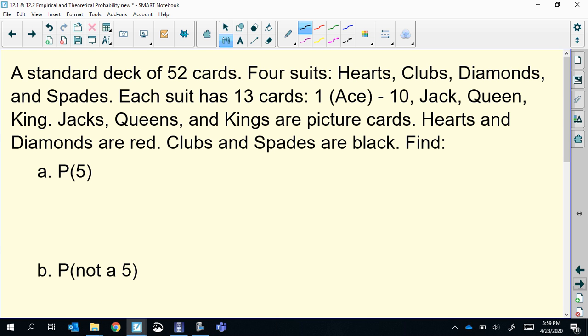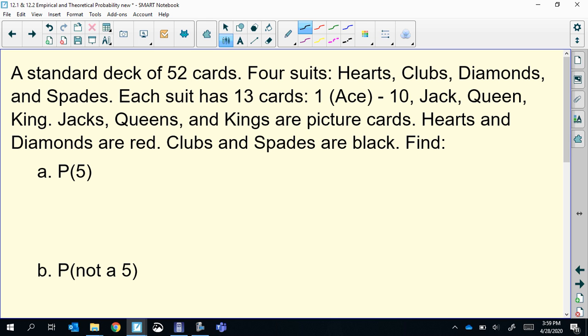Alright, a standard deck of 52 cards. There's 4 suits, hearts, clubs, diamonds, and spades. Each suit has 13 cards. 1, which is an ace, through 10. And then jacks, queens, kings. So that's 10, 11, 12, 13 cards. Jacks, queens, kings are the picture cards or face cards. Hearts and diamonds are red. Clubs and spades are black.